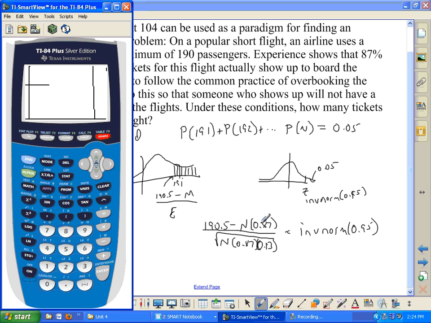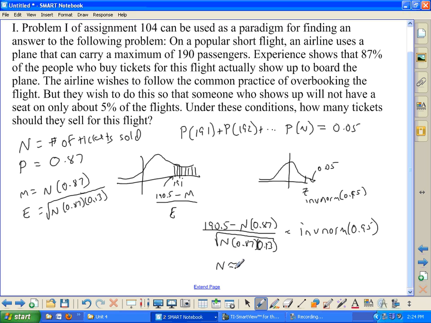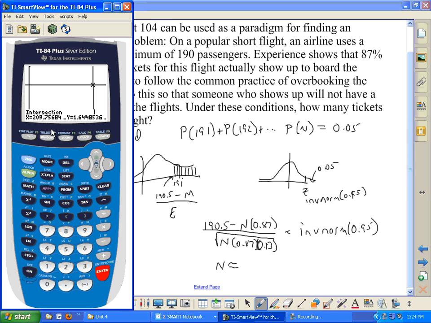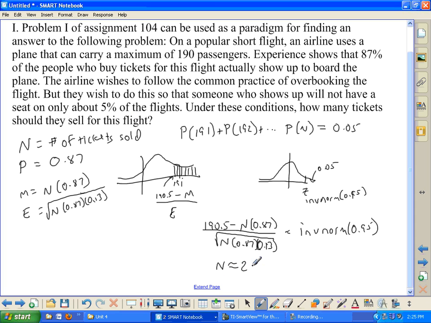That is the 190.5 minus x times 0.87 divided by that square root, and then the horizontal line, the inverse norm 0.95. So I can do second calc, intersect. First curve is 1, second curve is 2. Guess is close enough. And it gives me an n value, an x value there, of about 209.75.